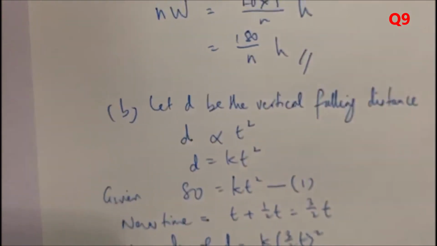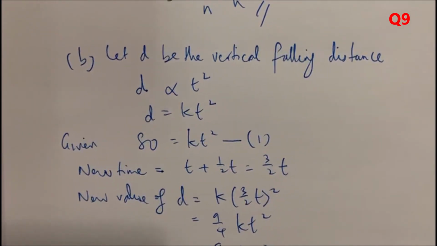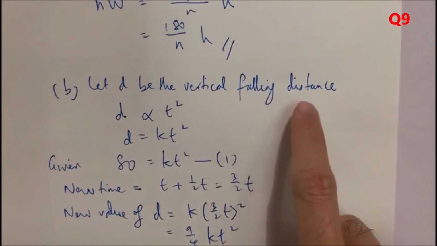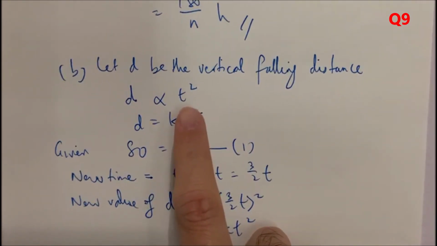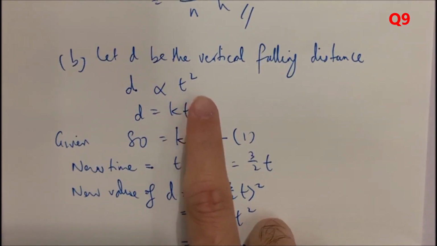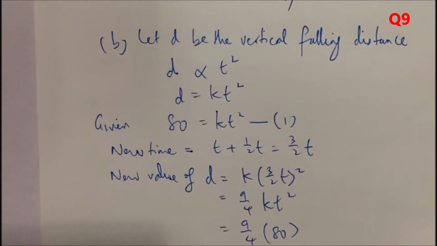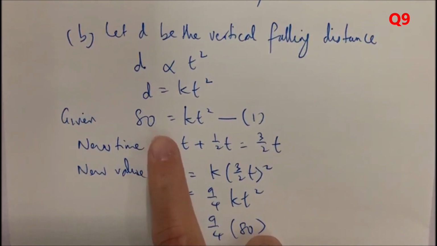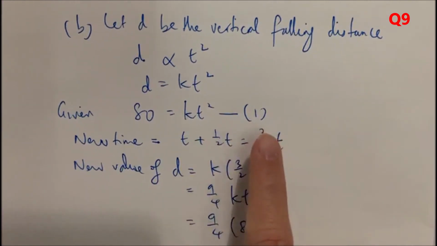Okay, then I move on to part B. Part B is a direct proportion. So you let d be the vertical falling distance, and according to the question, it is directly proportional to the square of the time taken. And so d is kt squared, and you are given that originally the falling distance is a when the time is t. So a is kt squared.